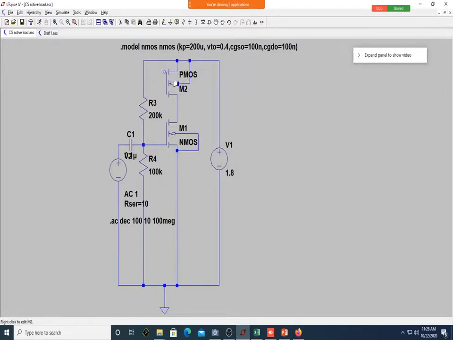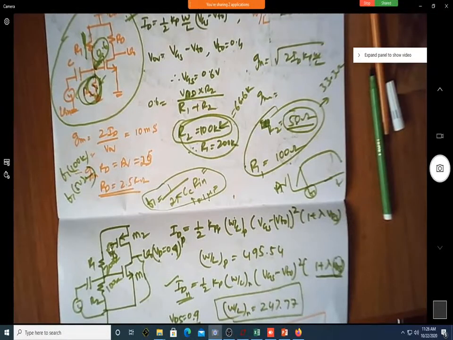Yes, sir. I shorted this, and if you can see here, I need to apply some DC voltage to this gate. What should be the gate voltage, so that VGS is actually minus 0.6? See here, the difference between this gate and source should be minus 0.6.